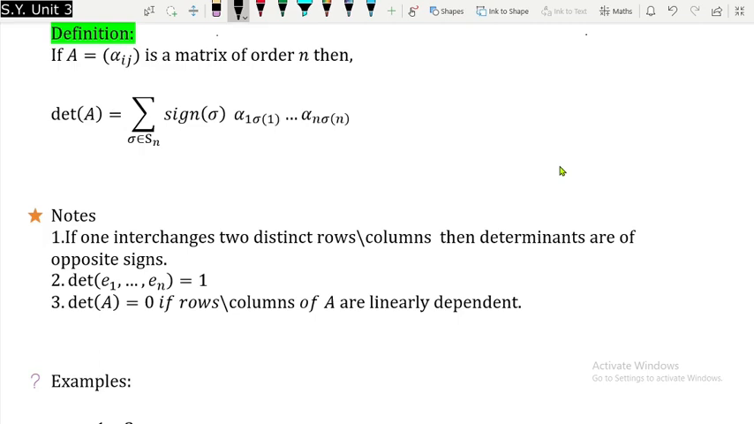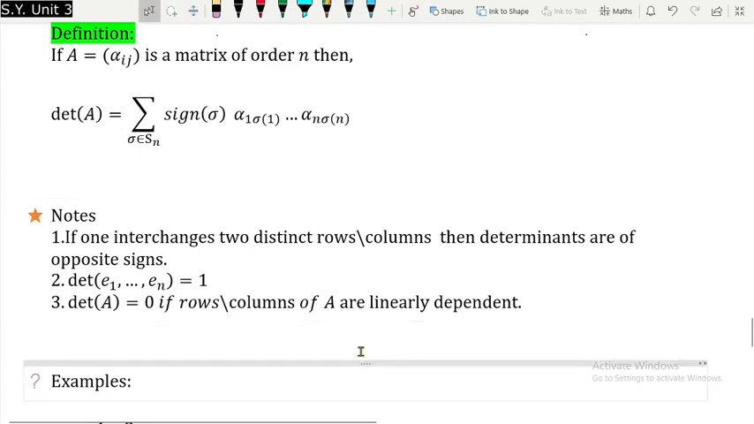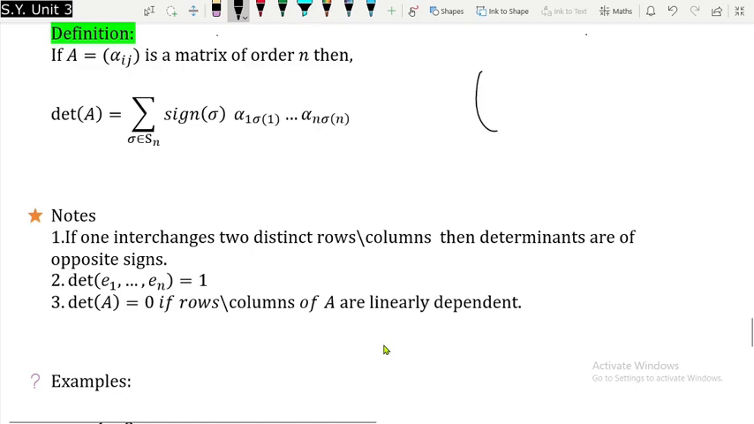Next, the determinant of A is equal to 0 if the rows or columns of A are linearly dependent. This is very interesting. Means if I am having some matrix 1 2 3, 4 5 6 and 7 8 9, what you can do is check the linear dependence and independence of these vectors.